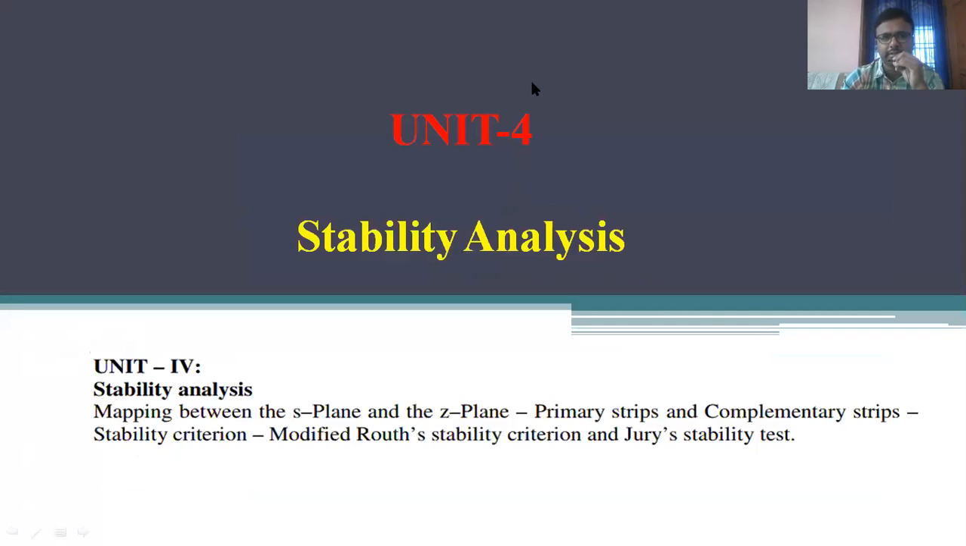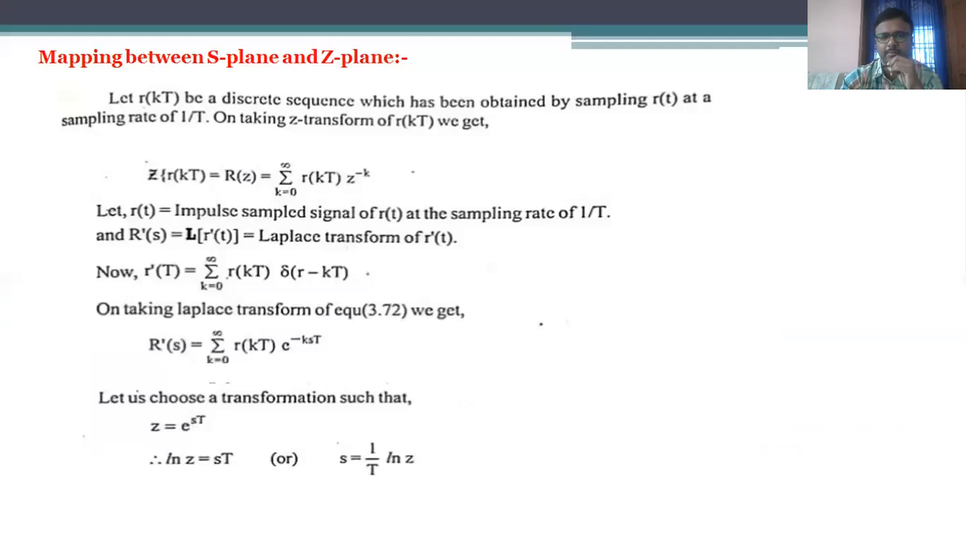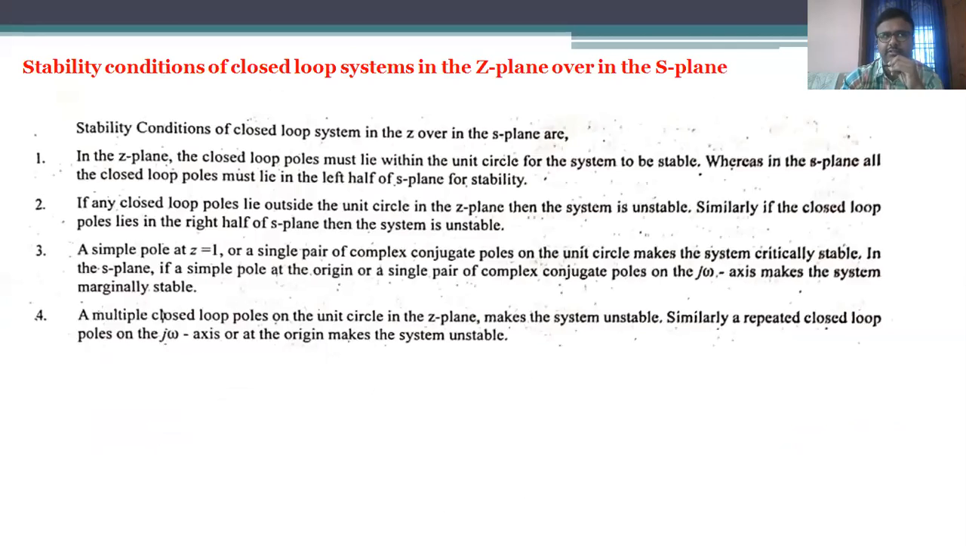So, yesterday we entered into Unit 4, and the title of Unit 4 is Stability Analysis. In this unit, we have only four different topics. Yesterday we completed the first topic, that is mapping between the S plane and Z plane, and after that we saw the stability conditions of a closed loop transfer function with respect to the Z plane and S plane.